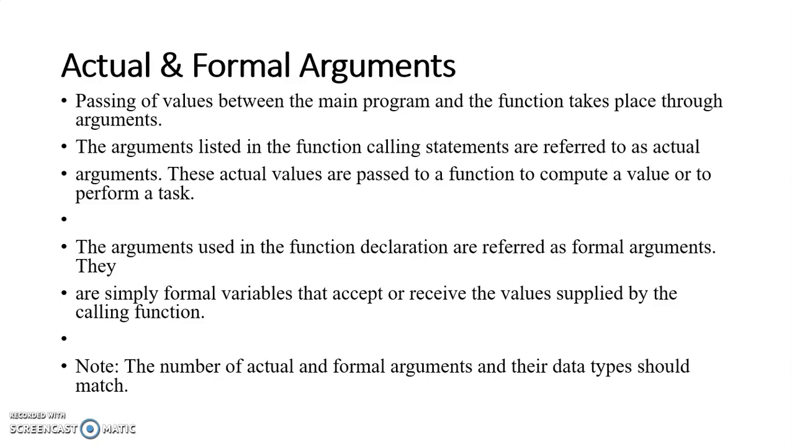So here I am writing one note. The number of actual and formal arguments and their data types should match. You have to keep in mind that actual and formal parameters are related. Whatever you write in the main function is the actual parameters, and whatever you write outside the main function in a function definition is your formal parameters or formal arguments. So their data types should match. Now we are going to see an example of actual and formal parameters.